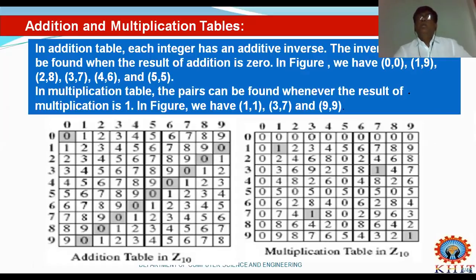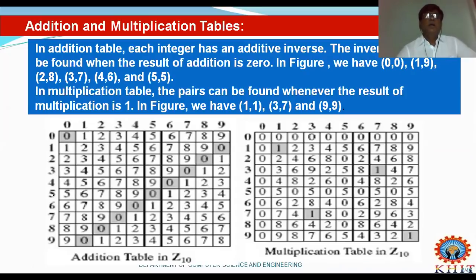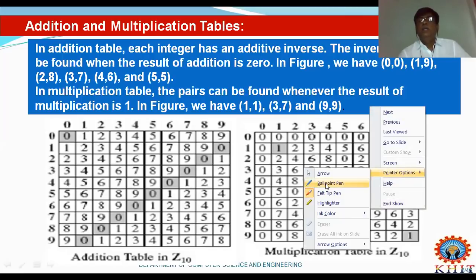We have two tables, the addition table and the multiplication table. In the addition table, each number has an additive inverse. So for example, this is the addition table in Z10. Z10 means modulo 10. So this is the addition table, and this is the multiplication table.